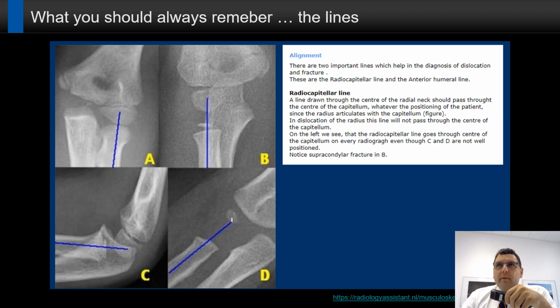What you should always remember are the basics, the lines. There are two important lines which help in the diagnosis of dislocation and fracture. These are the radiocapitellar line and the anterior humeral line. For me, the easiest one is always the radiocapitellar line, which you can see here. It's a straight line through the head of the radius, and it should always basically run through the center of the radial neck and the center of the capitellum.